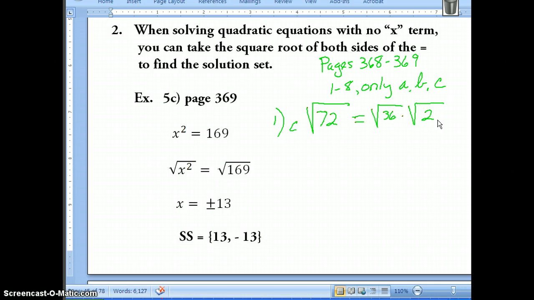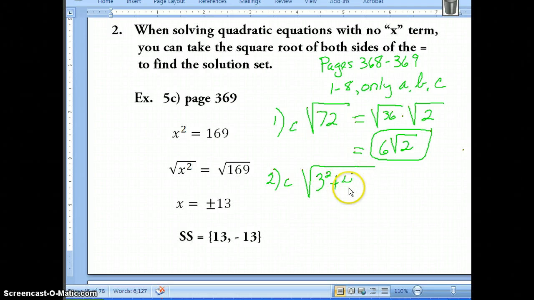And so now we look at the larger factor, which happens to be a perfect square. The square root of 36 is 6. Now again, we could write plus and minus 6 if this was an equation. All we're doing is simplifying here, so we're just going to write it as 6 times the square root of 2. When we're solving equations, if we had x equals the square root of 72, we would write plus or minus 6 root 2.